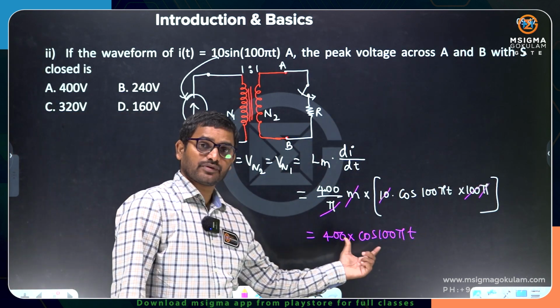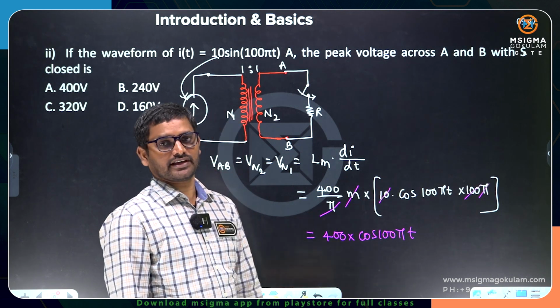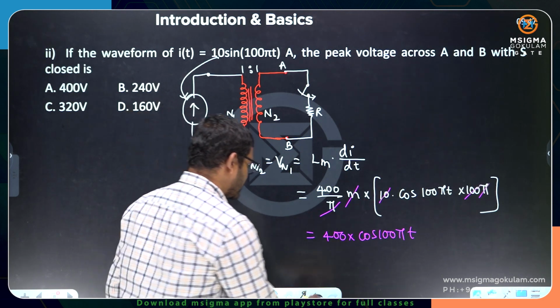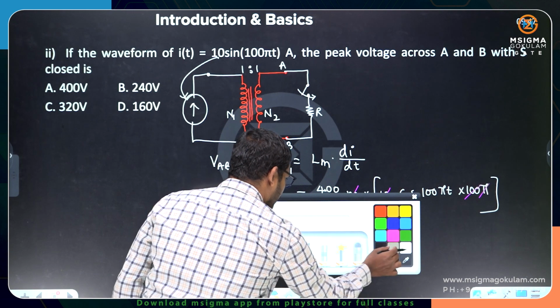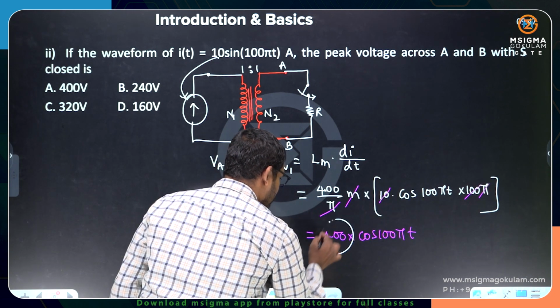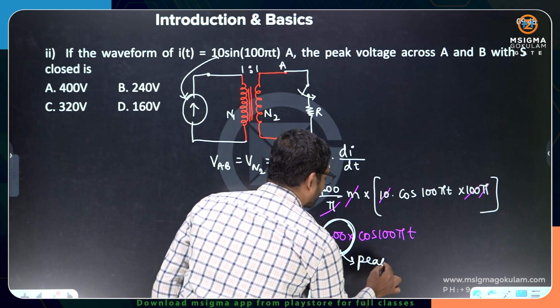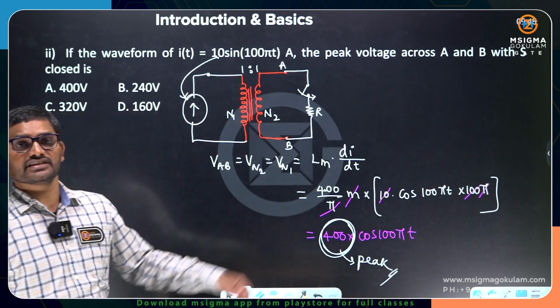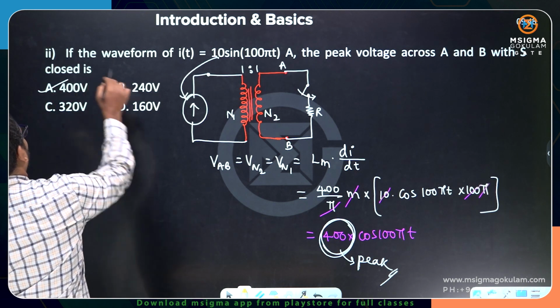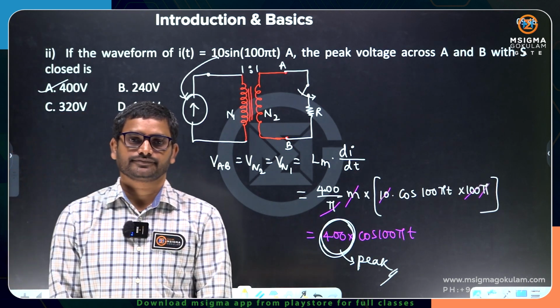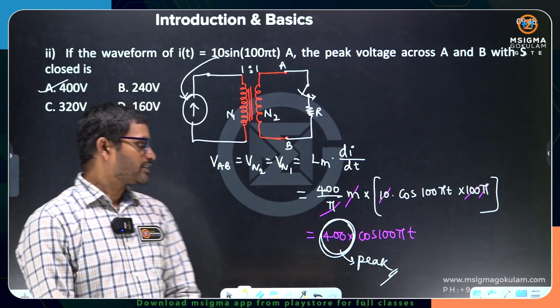This is not the maximum voltage. This is an instantaneous voltage. What is the maximum voltage now? If the instantaneous voltage is looking like this, then this is the maximum voltage. Peak voltage is this one. So if you look at this, option A is the correct answer. Okay, I hope it is clear for you.